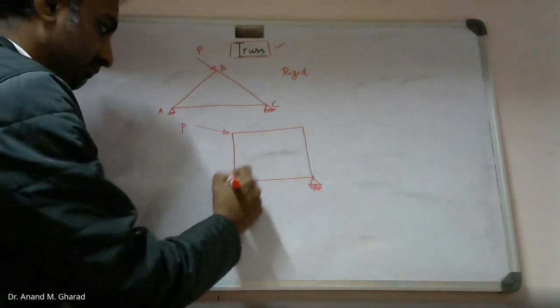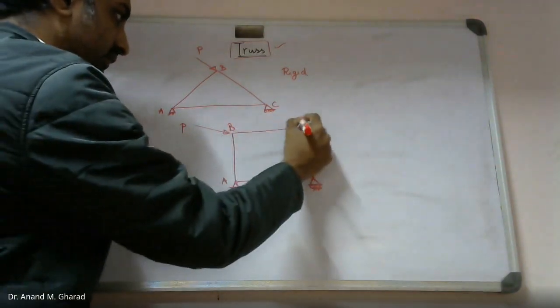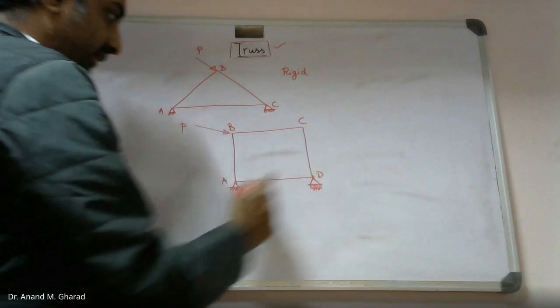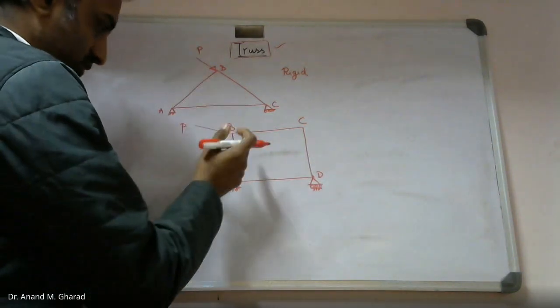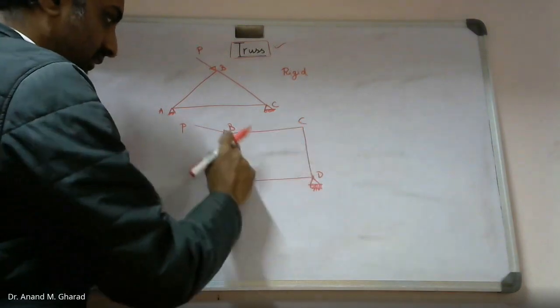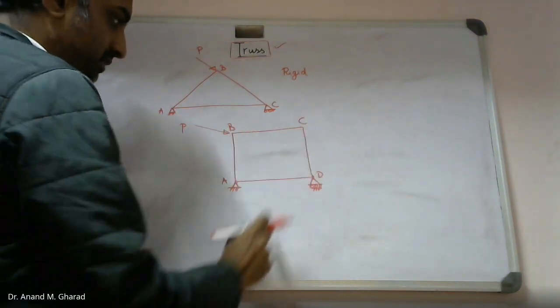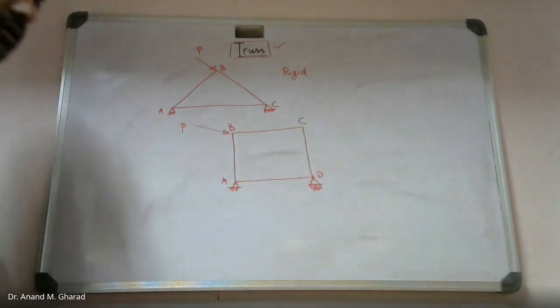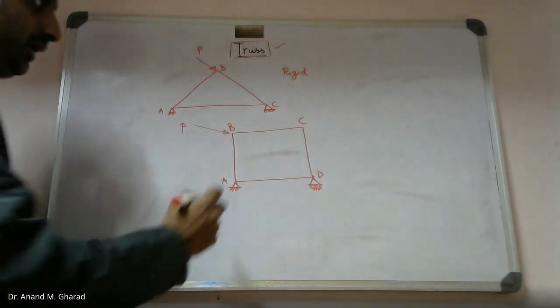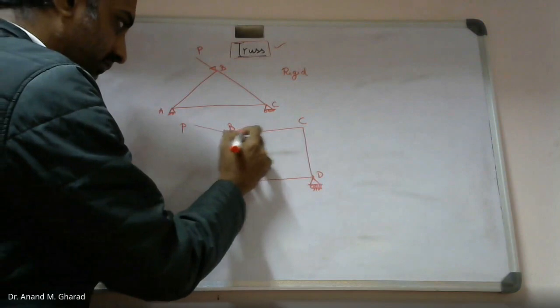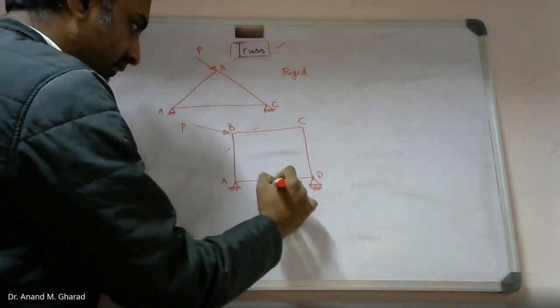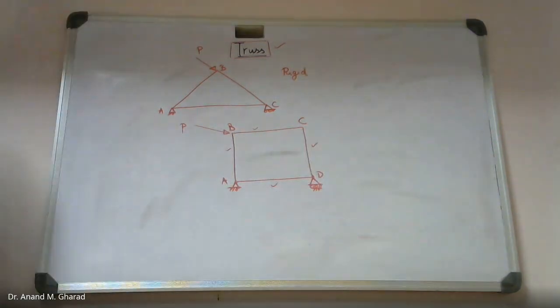Let me say members AB, BC and CD. What do you think will be the change in member BC, member AB, member CD, and member AD? Do you expect any kind of movement with respect to this load in members BC, AB, AD and CD? Yes. Do you expect any kind of movement?